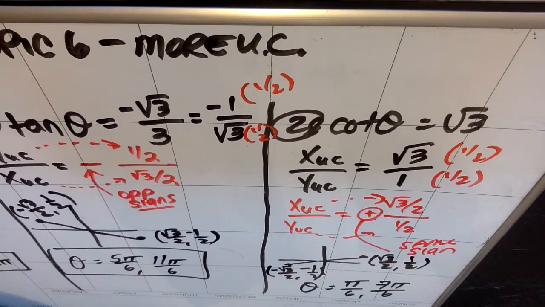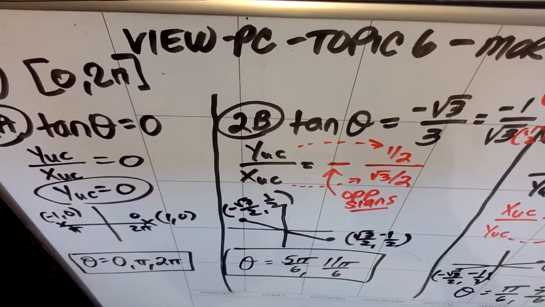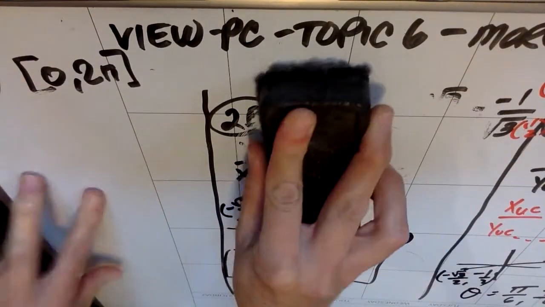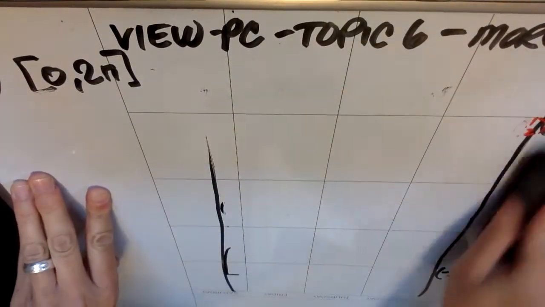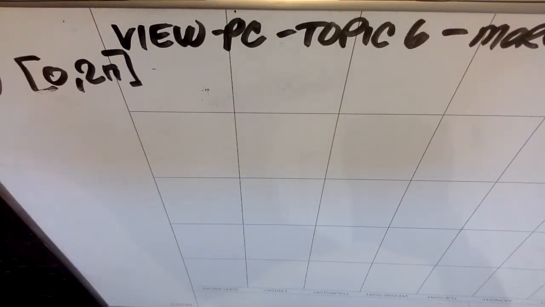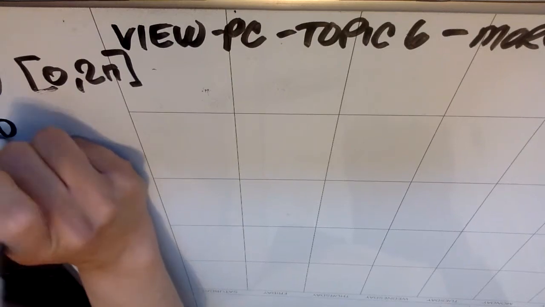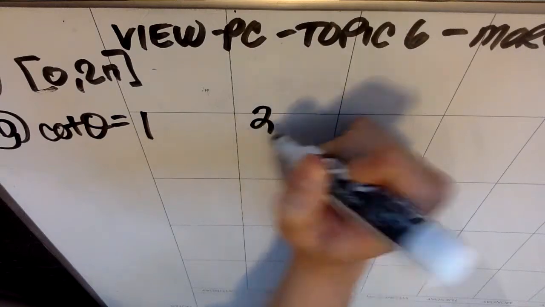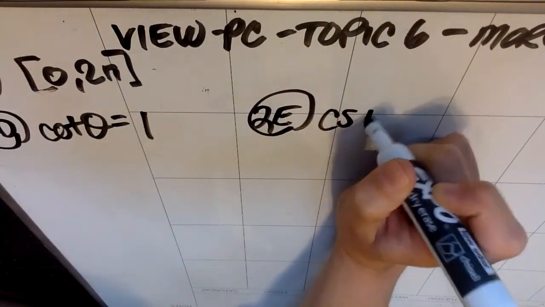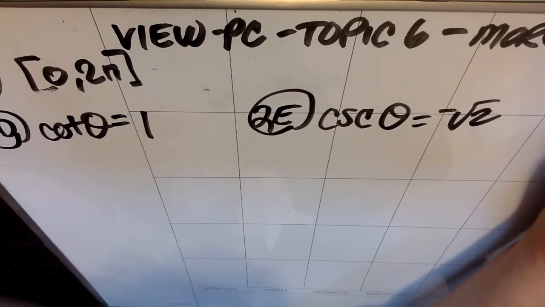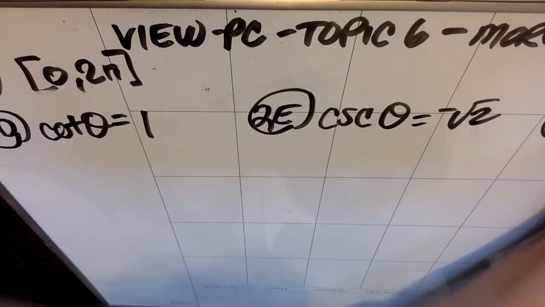All right, we're going to finish out the last 3, which are 2D, 2E, and 2F. So I'm going to erase and make some space. So we need a 2D, 2E, and 2F. And then we'll have some practice problems. All right, so 2D is going to be when the cotangent of theta is a 1. 2E is going to be when cosecant of theta is a negative root 2. And 2F is going to be when the secant of theta is a 2.